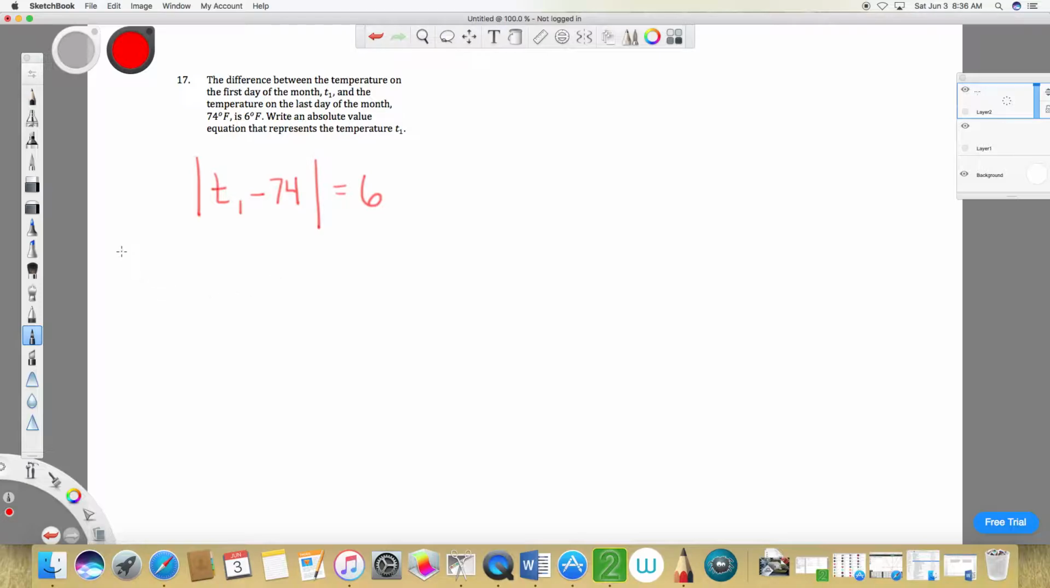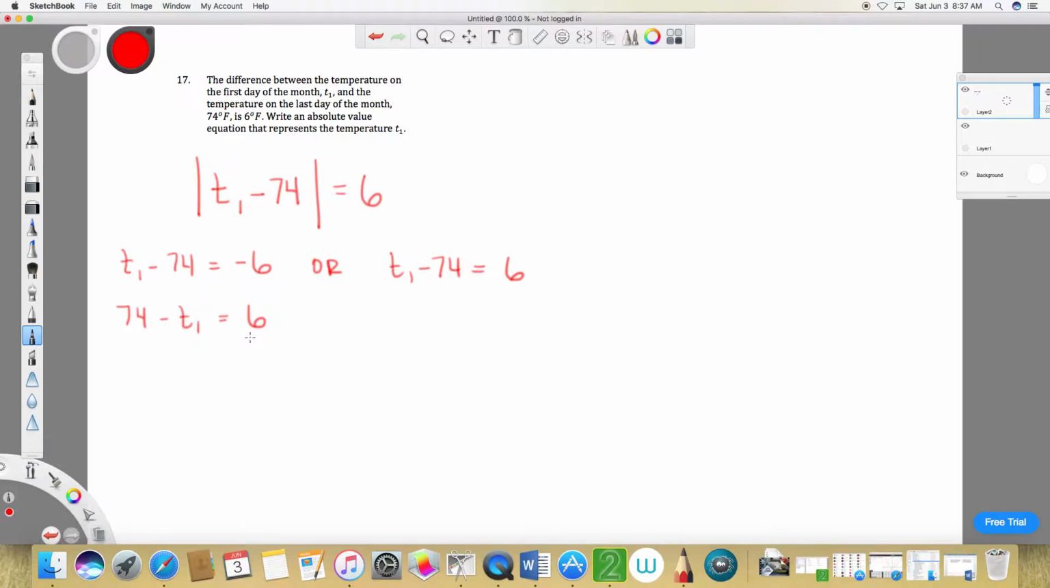Let's see if we can solve it. So the temperature on the first day of the month, that difference could be a -6 or a +6. And if I change the order of this subtraction, it would be a +6 here. So if we take 74 minus T sub 1, all I've done is multiply everything in this equation by a -1. So when it says the difference between the temperature on the last day and the temperature on the first day, how do we know the true order of the subtraction?